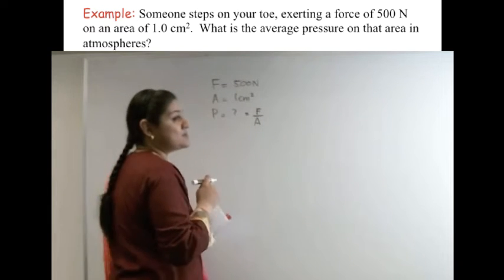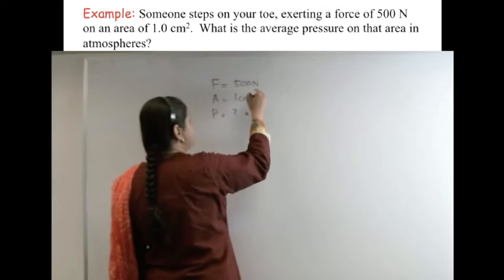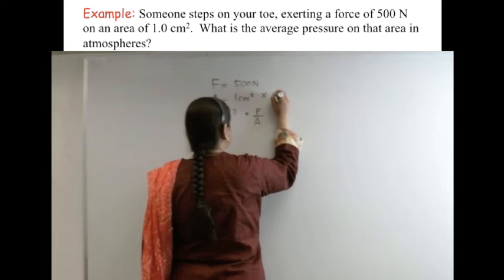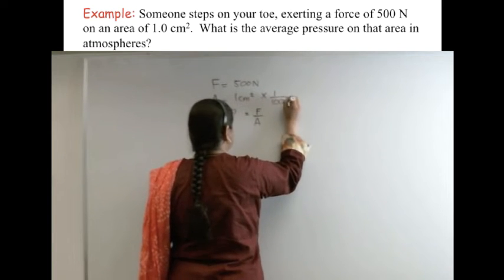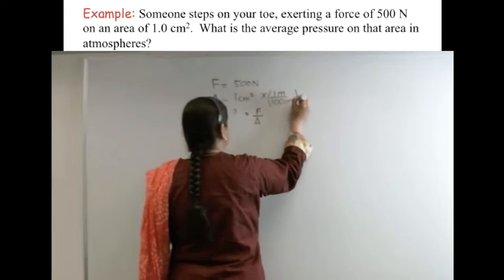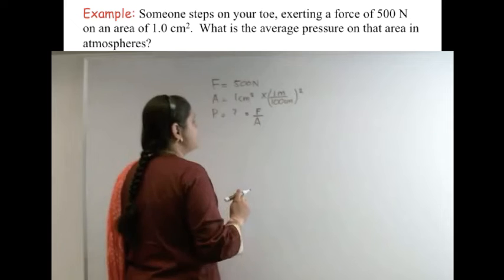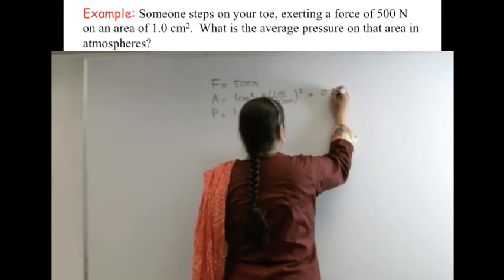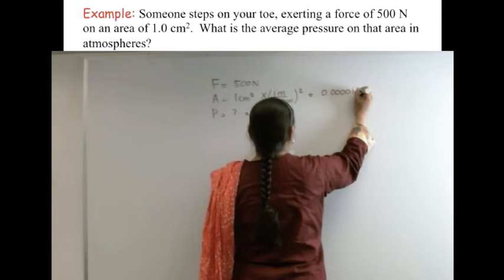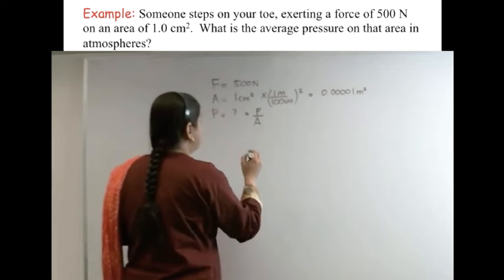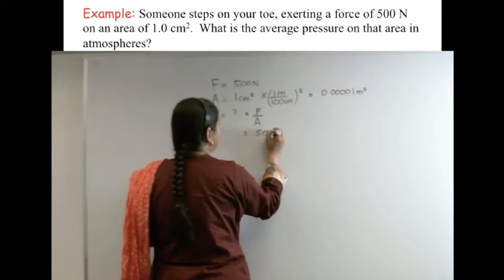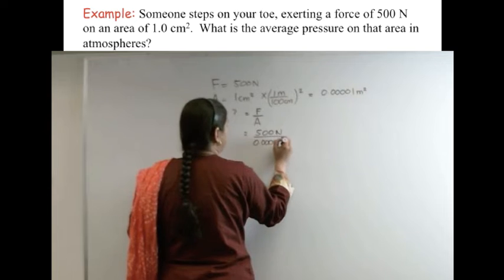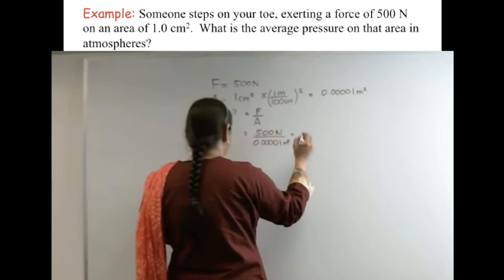So I know pressure is force per unit area. The area is given in centimeters, so what do I have to do? I have to convert. And not only is it given in centimeters, it's given in centimeters squared. So I have to convert 100 centimeters into meters, but squared. That means I have to divide by not 100, but 100 times 100. So my area is going to be 0.0001 meters squared, and I need to plug that in: 500 newtons divided by 0.0001 meters squared.